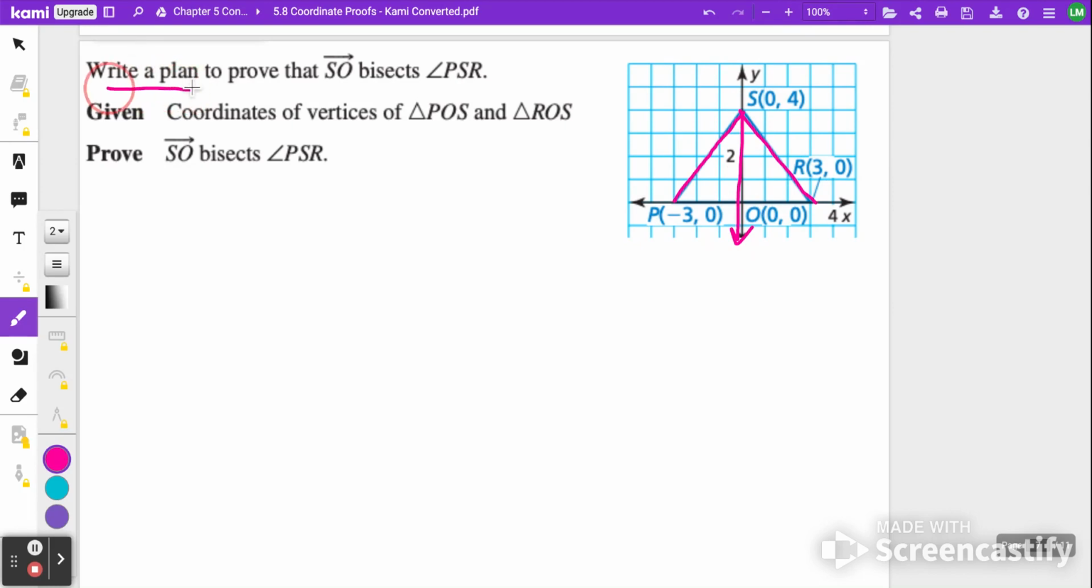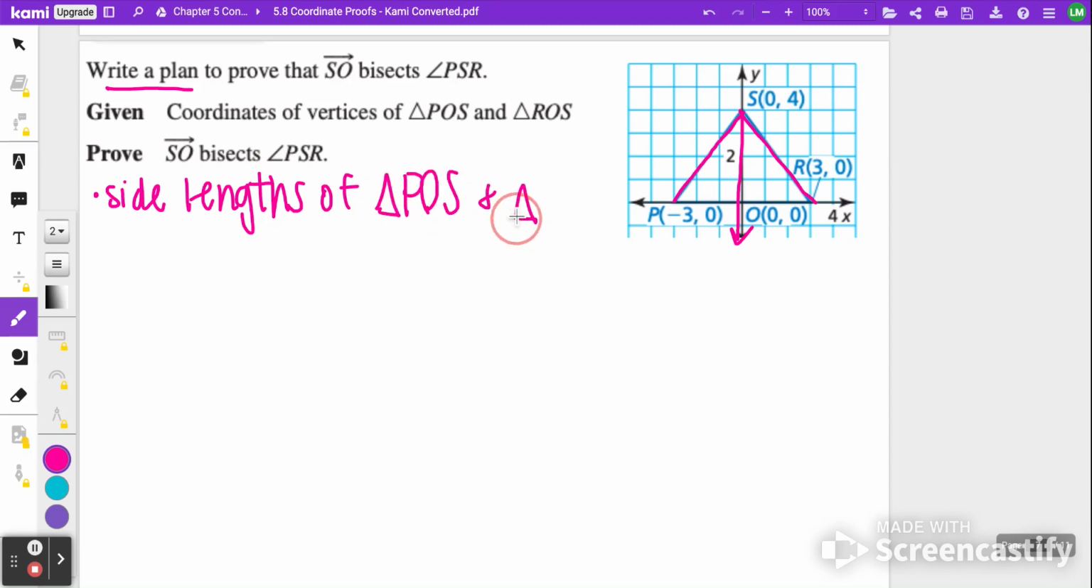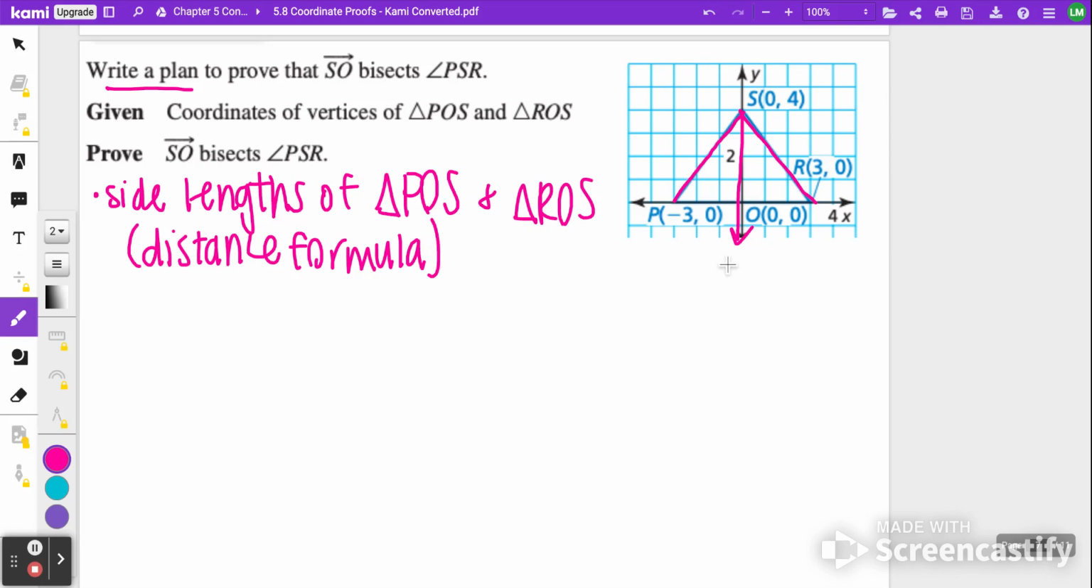Now it says write a plan. That doesn't necessarily mean you have to prove it. So you're basically just trying to get a general idea of how you can use this on the coordinate plane. One thing you can do is first, maybe think about side lengths of triangle POS, funny name they chose for this one, and triangle ROS. And then you remember you can use the distance formula for those. The reason you'd want to find the side lengths of those is first you just want to see, are there any sides that are matching?